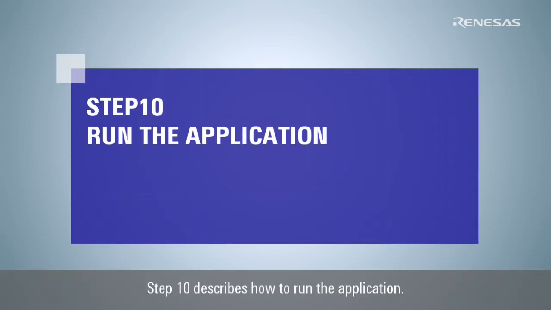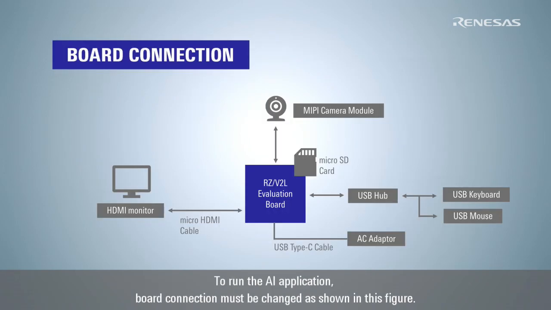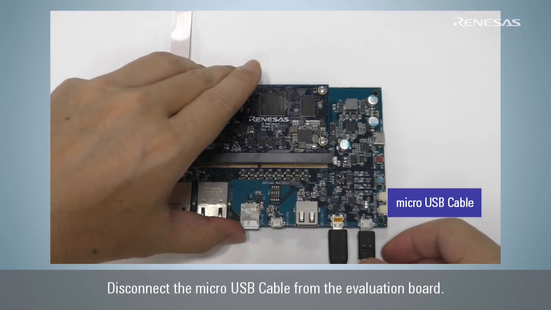Step 10 describes how to run the application. In this step, the AI application stored on the micro SD card is run on the RZ V2L evaluation board. To run the AI application, board connection must be changed as shown in this figure. Disconnect the micro USB cable from the evaluation board.